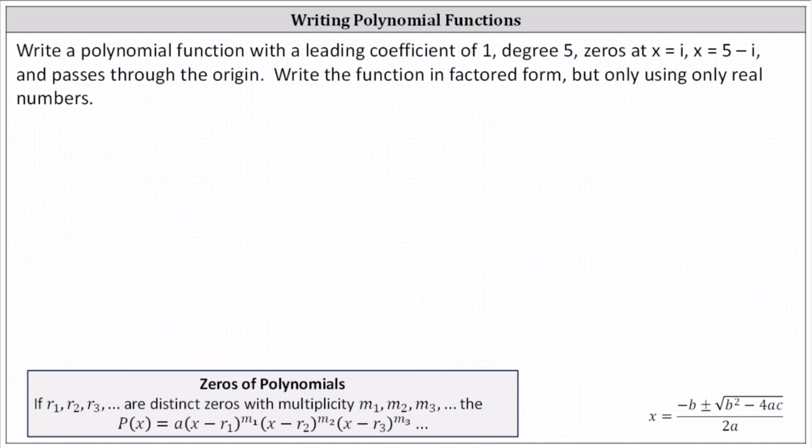Write a polynomial function with a leading coefficient of 1, degree 5, zeros at x equals i, x equals 5 minus i, and passes through the origin. Write the function in factored form, but using only real numbers.